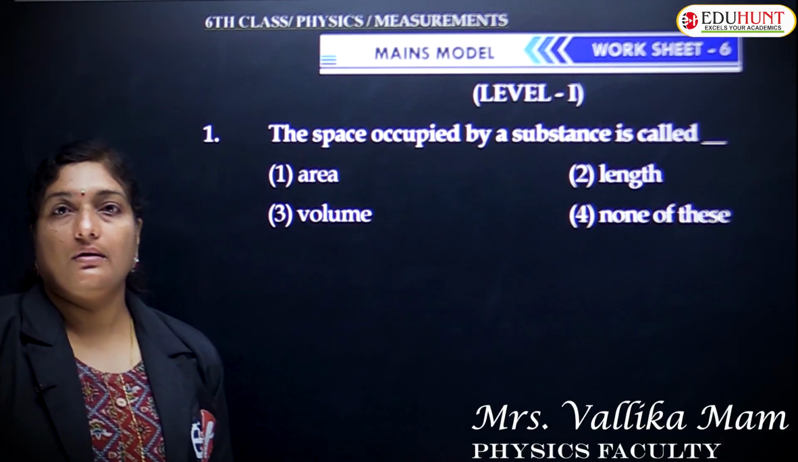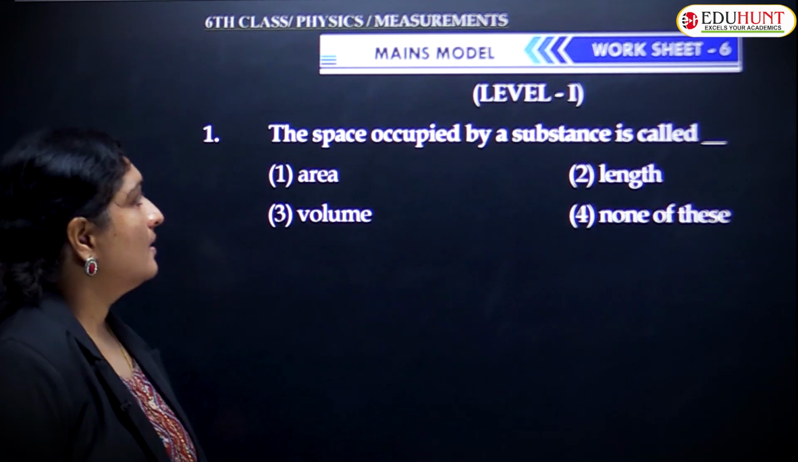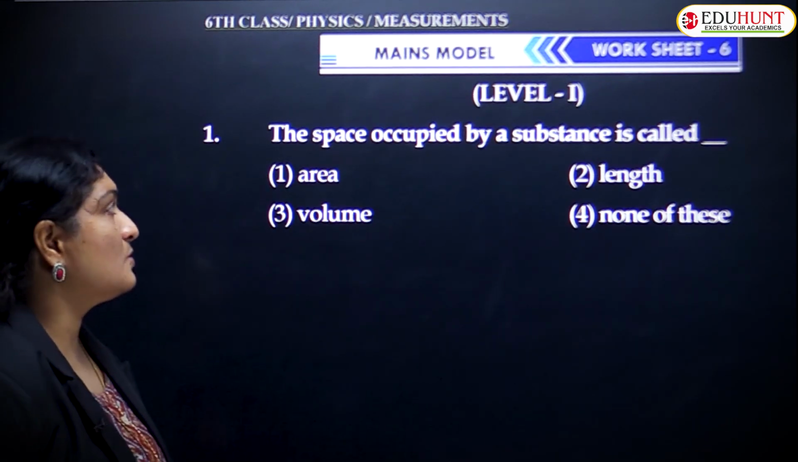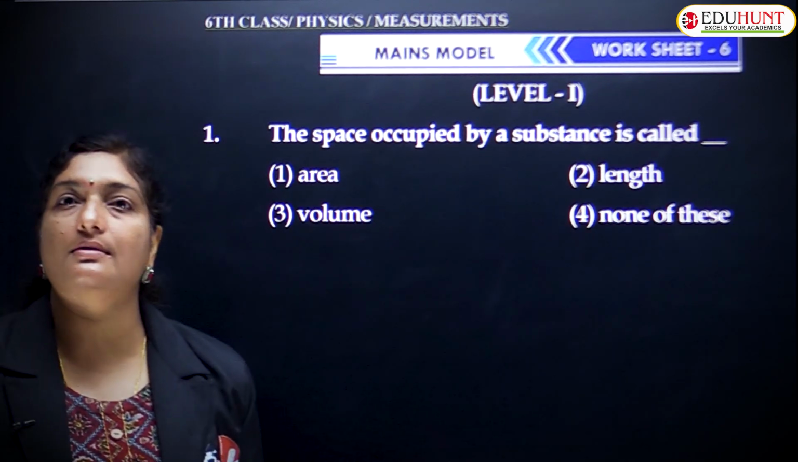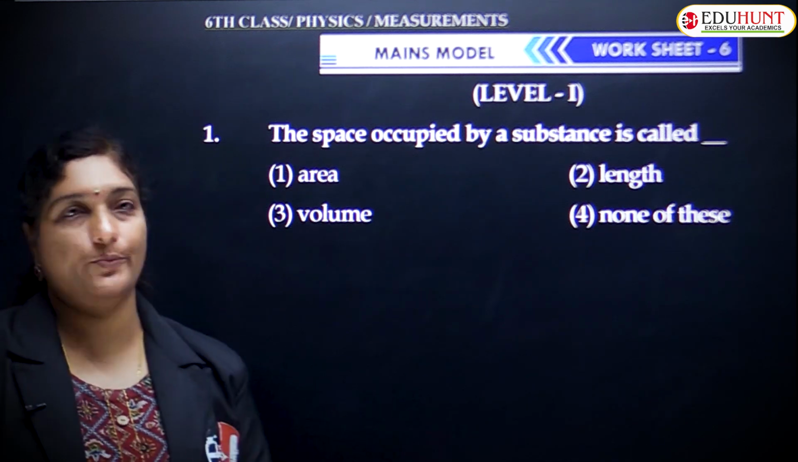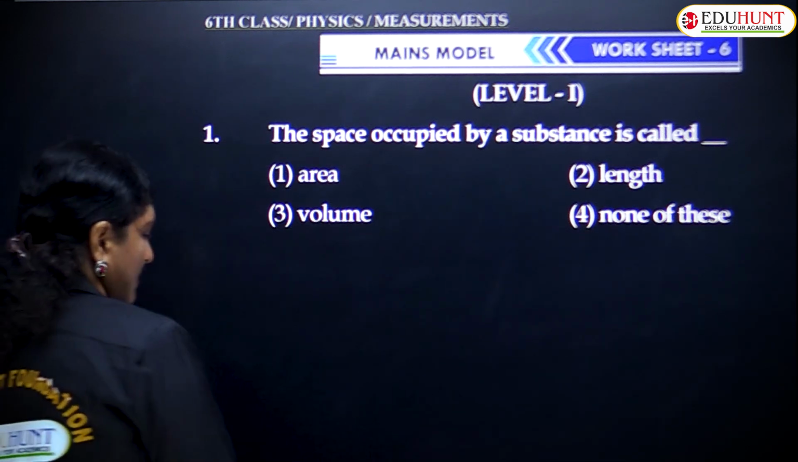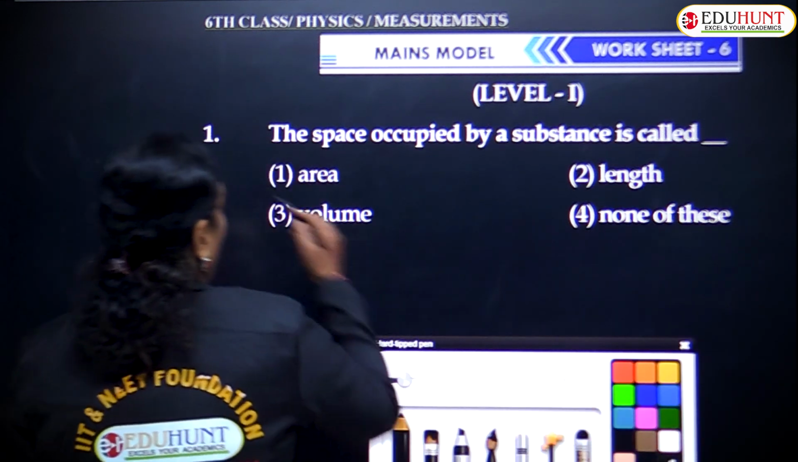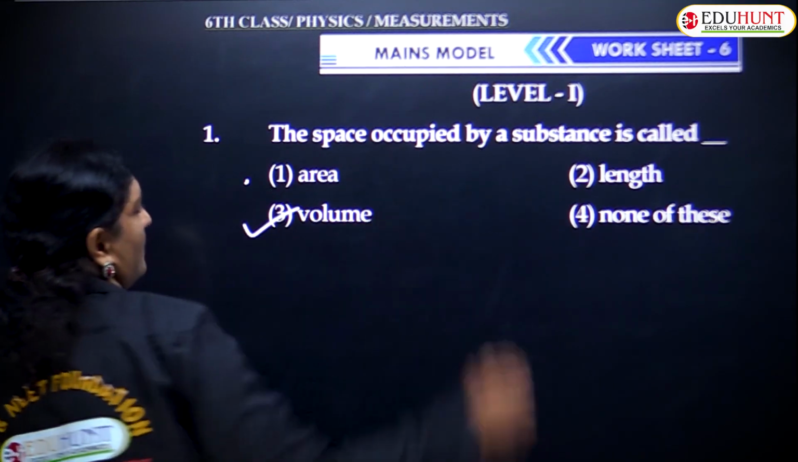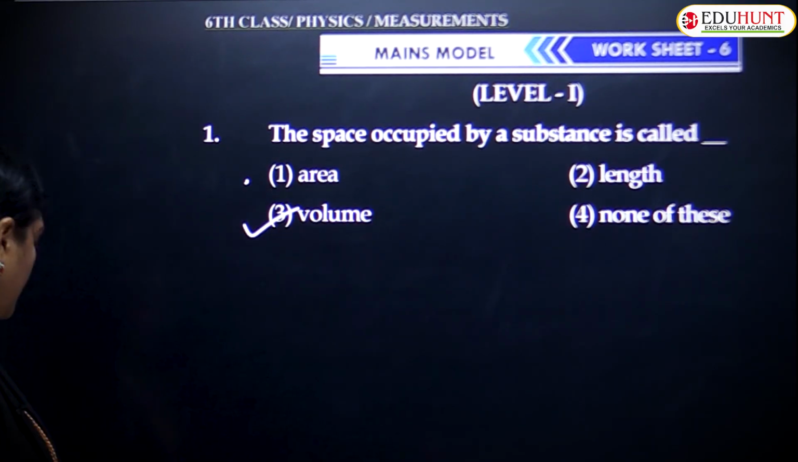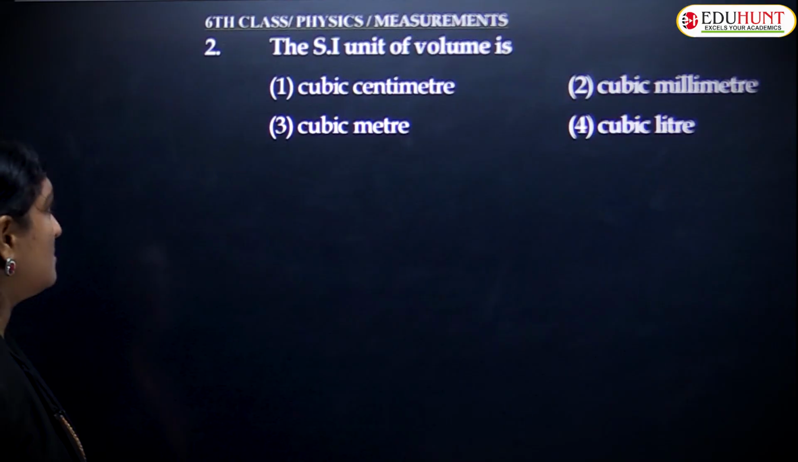Going ahead, the first numerical, worksheet number 6. The space occupied by a substance is called volume. Okay, the space occupied by a substance is called volume. Here it goes. Next, moving to the next question.